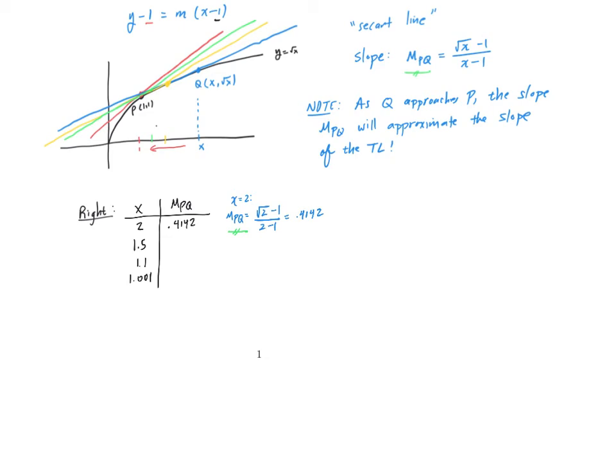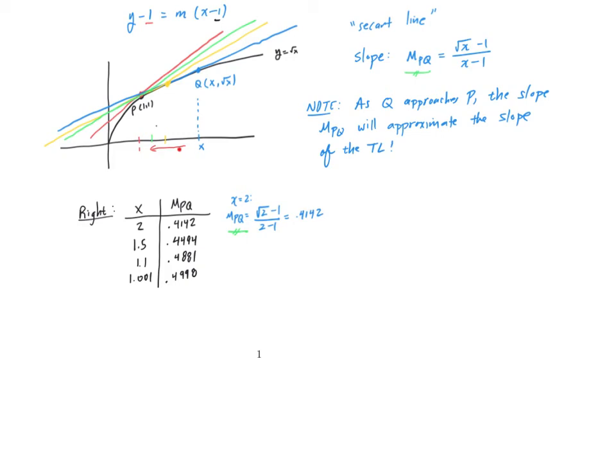0.4142. So when x is equal to 2, the slope of the associated secant line is 0.4142. If you were to do the same computation when x is 1.5, you would get back 0.4494. When x is 1.1, you get back 0.4881. And when x is 1.001, you get back 0.4998.